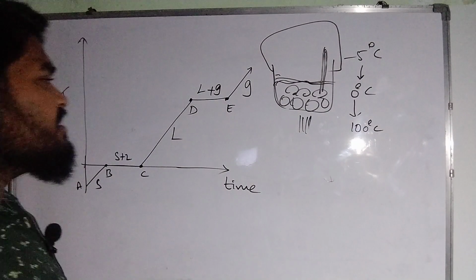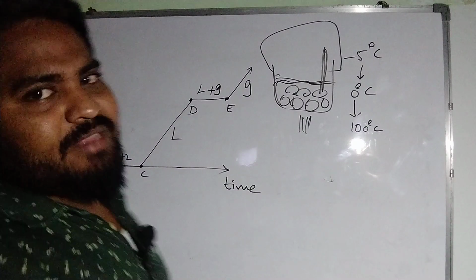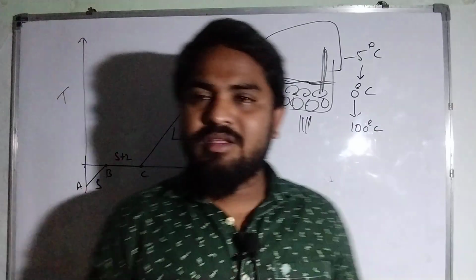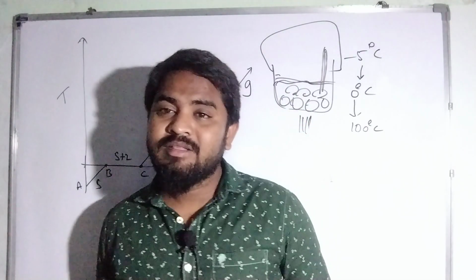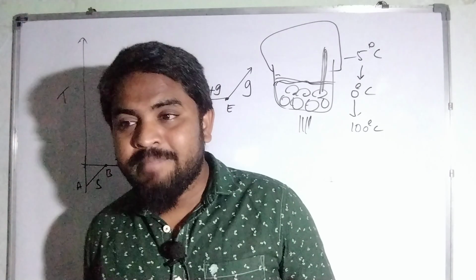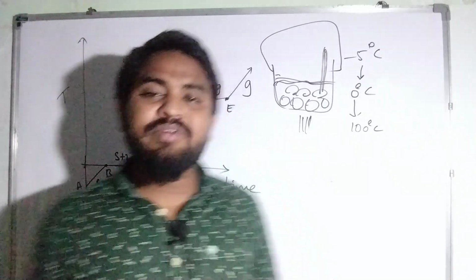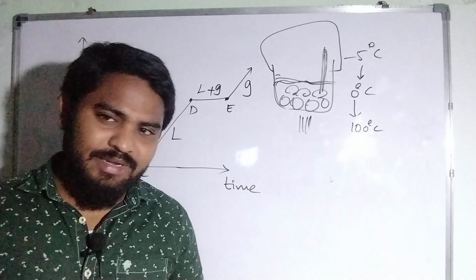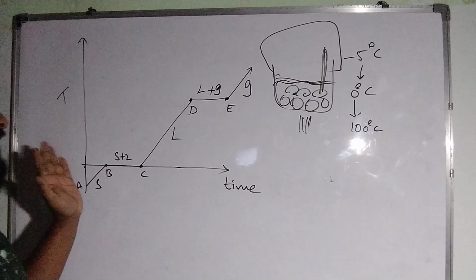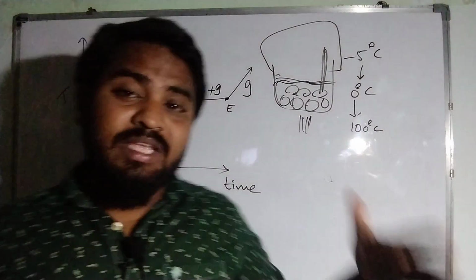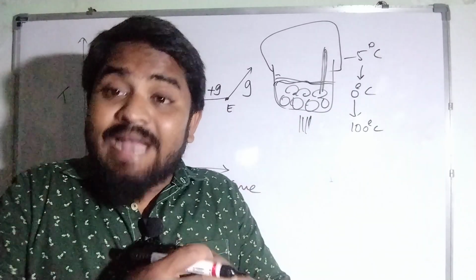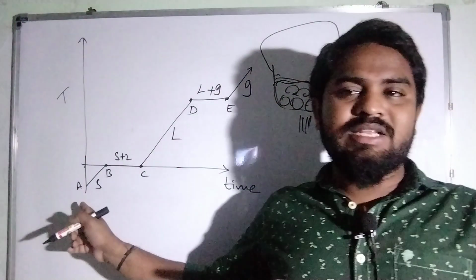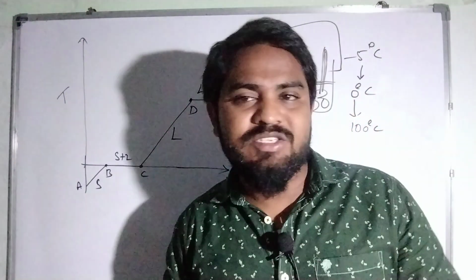So here B to C is called melting. At constant temperature, the process of converting solid into liquid is called melting. So opposite to melting, can you guess? Freezing. The process of converting liquid into solid at a constant temperature is called freezing. That means when the substance is converting from solid to liquid, it is absorbing heat energy. At the same time, while the substance converts from liquid to solid, what happens? It releases heat energy, right?